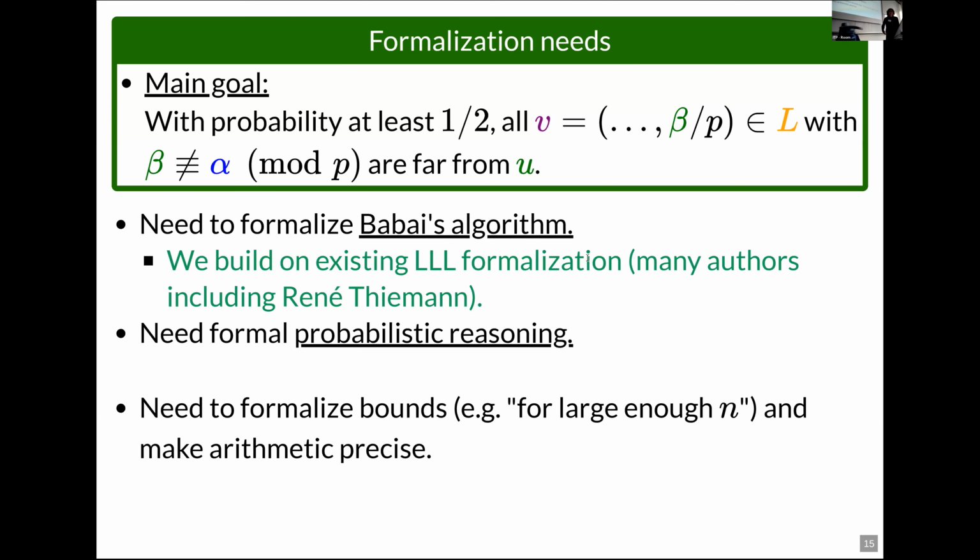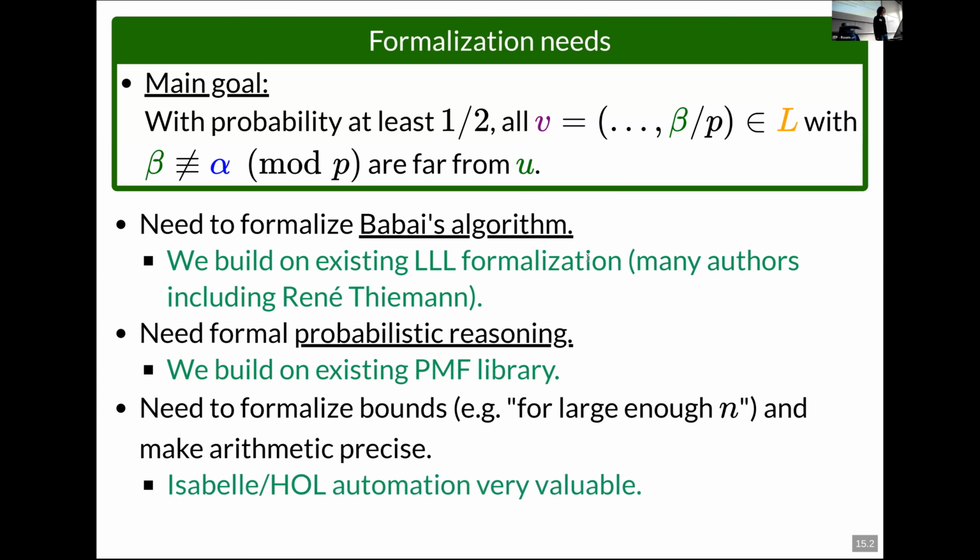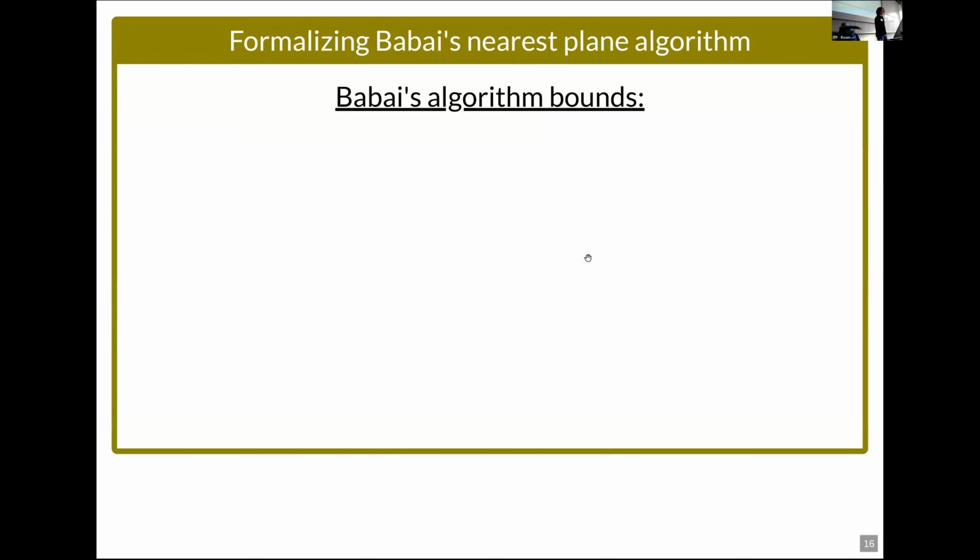Now, for Babai's algorithm, luckily, in Isabelle, we already have a formal LLL algorithm. So there's many authors on this entry, including René. So this is a good reason for us to use Isabelle. I believe this has only been formalized in Isabelle. We also need to do probabilistic reasoning. So there's quite a strong measure for math functions and sort of expressions. We'll talk about that later. So this is very useful. And for the arithmetic, well, of course, we all love the Isabelle automation.